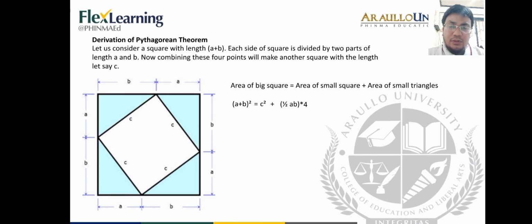So by using the rules of polynomials, you will yield a squared plus 2ab plus b squared equals c squared plus, if you multiply 4 by 1/2, it will give you 2, then ab. Since there's 2ab on both sides of the equation, we can cancel them out. So you will yield a squared plus b squared equals c squared, or by rearranging, c squared equals a squared plus b squared, which is the Pythagorean theorem.